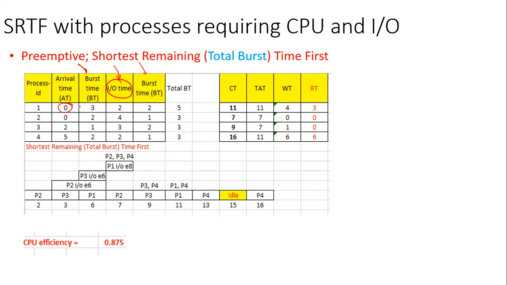So at the beginning, which process came in? Both 1 and 2. Yeah, 1 and 2. Which one has a higher priority? Is there any priority number? No.